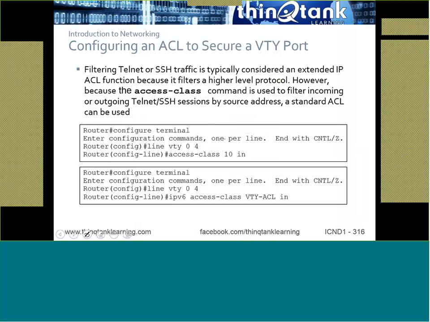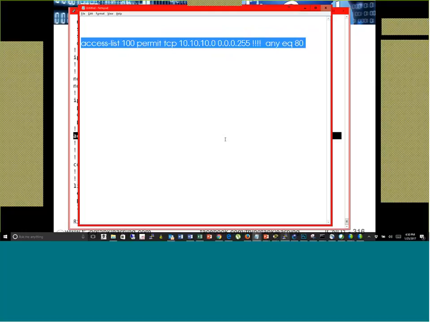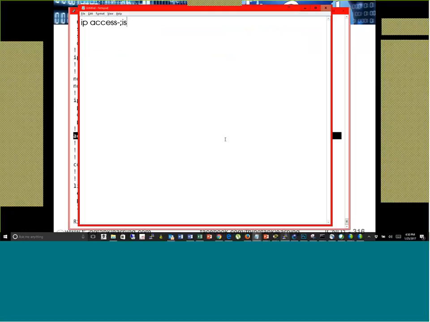What if I want to secure access to my VTY lines? I can use an access list to do that as well. I create the access list like I normally would. It would be a standard ACL: IP access-list standard MGMT, permit host 10.10.10.10. And that's it. Then line vty 0 4, access-class MGMT in.